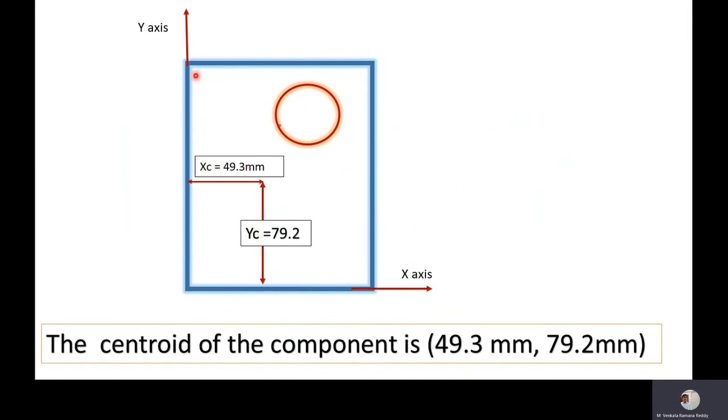Those values are shown in the figure. xc 49.3 and yc 79.2 mm. So therefore the centroid of the component is 49.3 mm and 79.2 mm. Like that we will calculate the centroid for the composite sections. I hope everyone understood well.